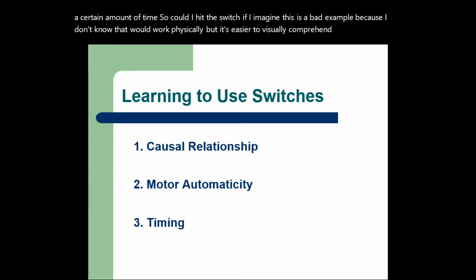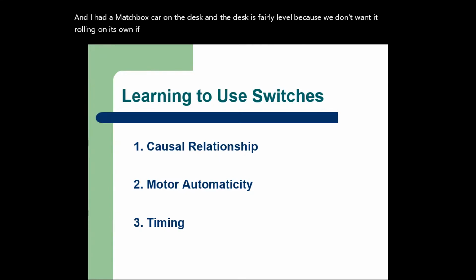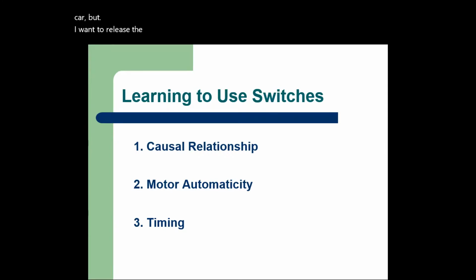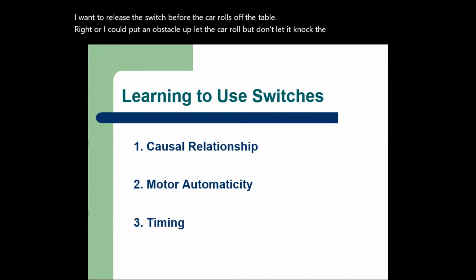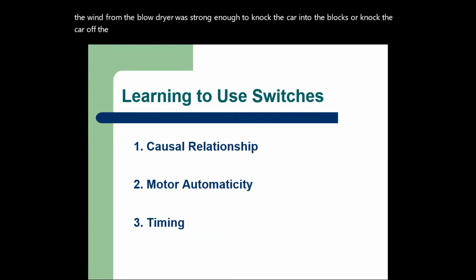If I had a blow dryer and I had a Matchbox car on the desk, and the desk is fairly level because we don't want it rolling on its own. If I could hit the switch and the blow dryer goes on and it blows the car, but I want to release the switch before the car rolls off the table, right? Or I could put an obstacle up, let the car roll, but don't let it knock the blocks over, right? If the wind from the blow dryer was strong enough to knock the car into the blocks or knock the car off the table. So learning, I got to hit my switch and I have to come off it, right? Super important. That's developing that timing.